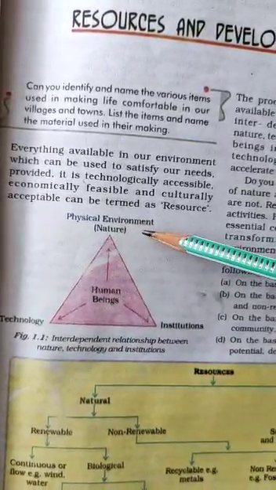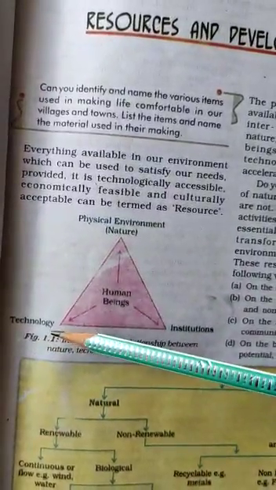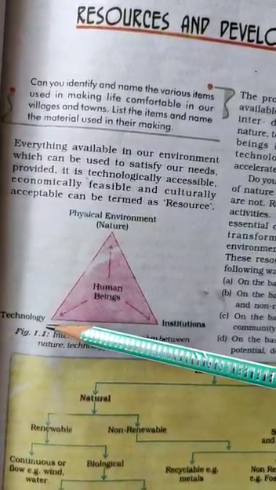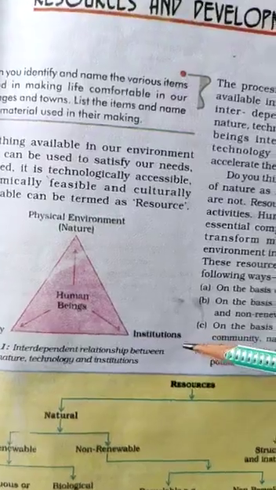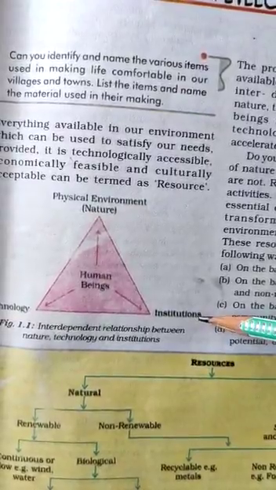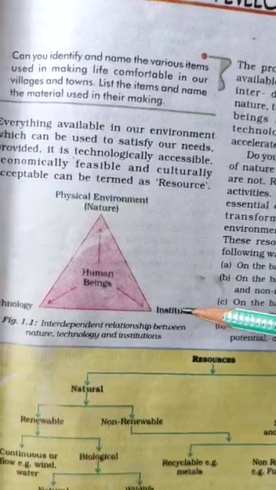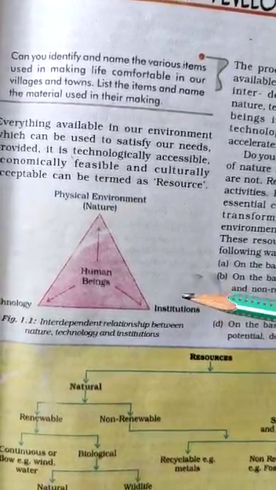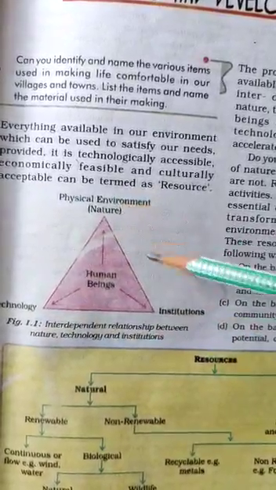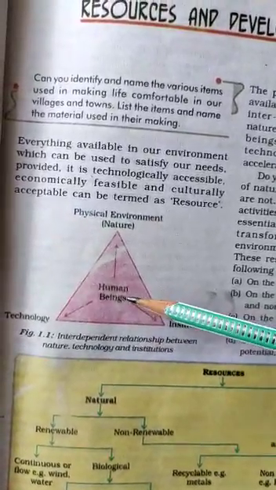One is physical environment, you can see the nature. Secondly, the technology, the advanced technology through which the resources can be exploited and brought into use. Thirdly, the most important element is institutions, from which we give education or advanced knowledge to people so that they can exploit the resources in a better way. So these three elements are interdependent and interlinked with each other, and human beings play an important role in this process.